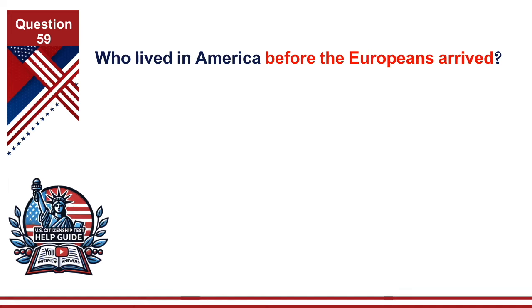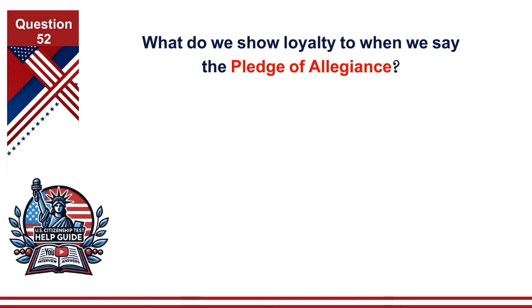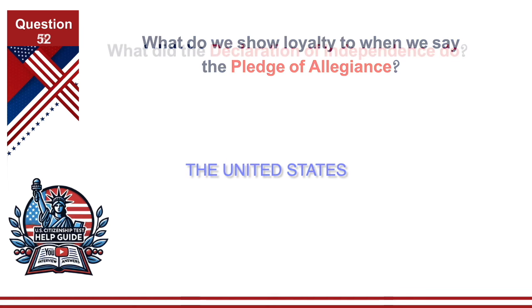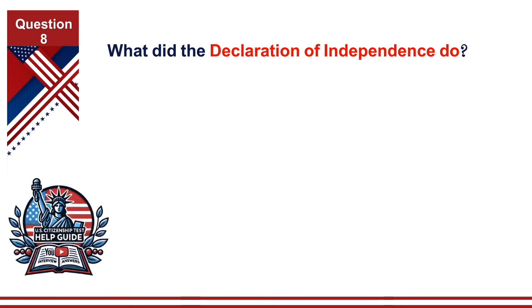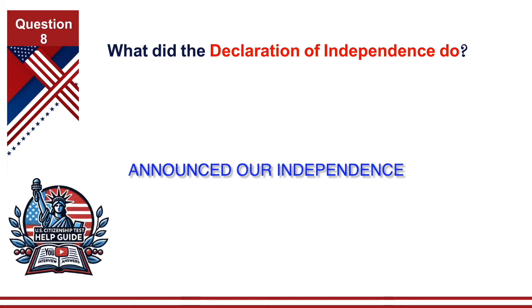Who lived in America before the Europeans arrived? American Indians. What do we show loyalty to when we say the Pledge of Allegiance? The United States. What did the Declaration of Independence do? Announced our independence from Great Britain.